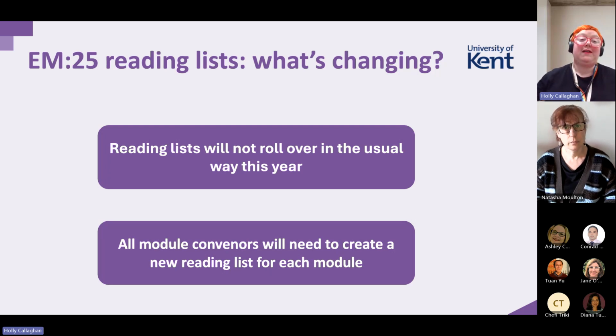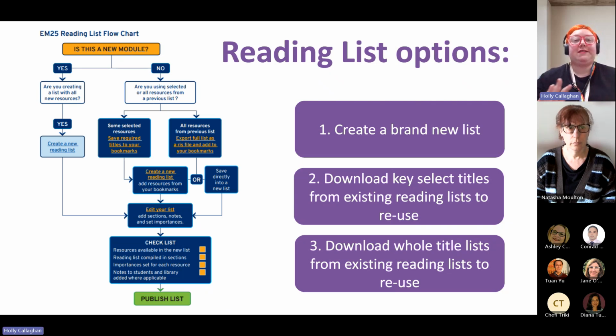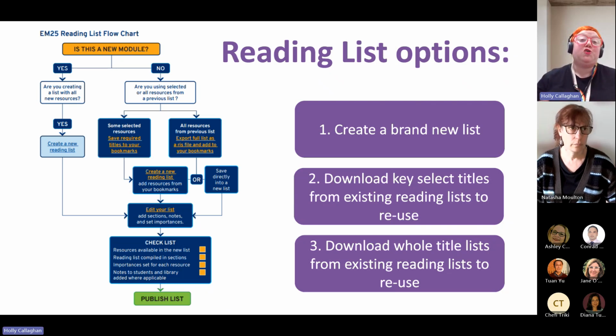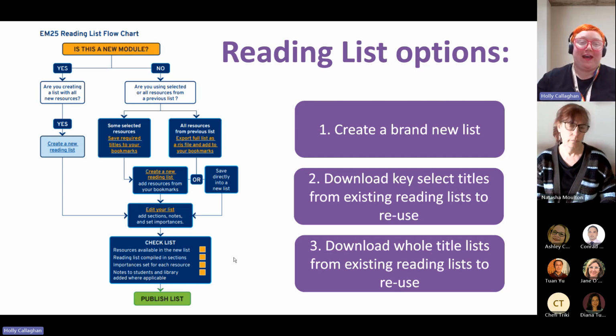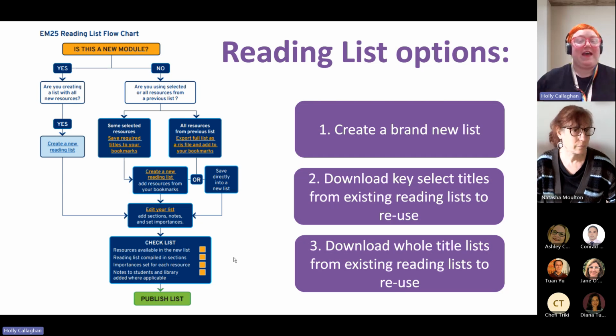So unfortunately, what needs to happen this year is every module that will start from October this year will now need a new reading list created on the system. And that really gives us one of three options, depending on your module or modules. If you're convening more than one, there will be three options for you. And there's a flow chart on the screen, which looks very complicated, but it just really accounts for every single type of possibility. But really, it's these three options here.